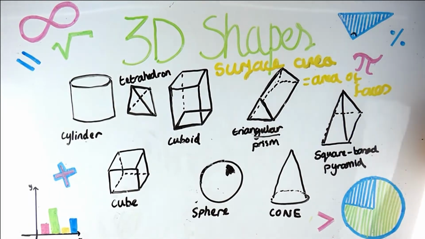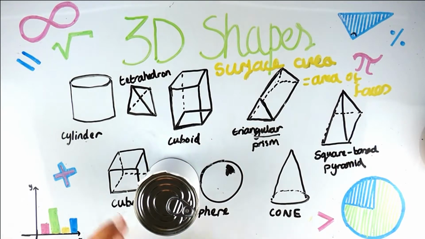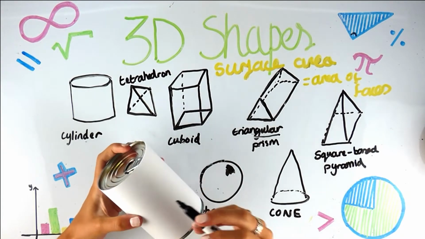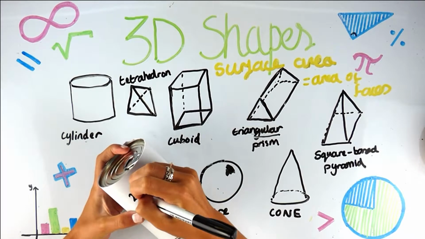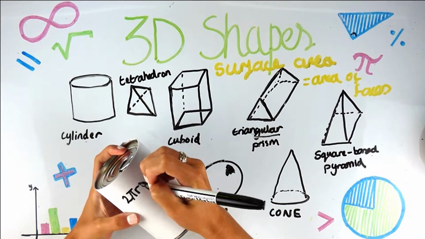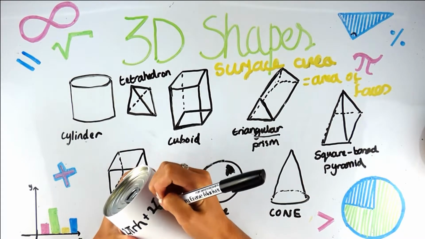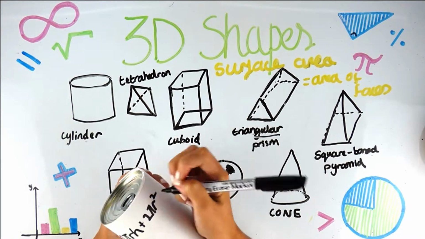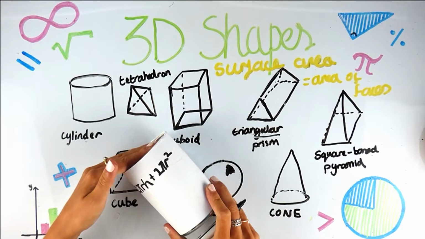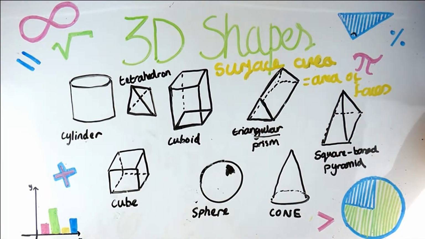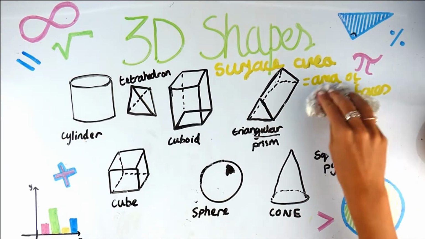Let me get my can of baked beans. So we want the surface area of a cylinder, which is 2 pi r h plus 2 pi r squared. And I'll show you why this one makes sense in a minute. In fact, I'll do it now, but I'm going to have to rub out my shapes.